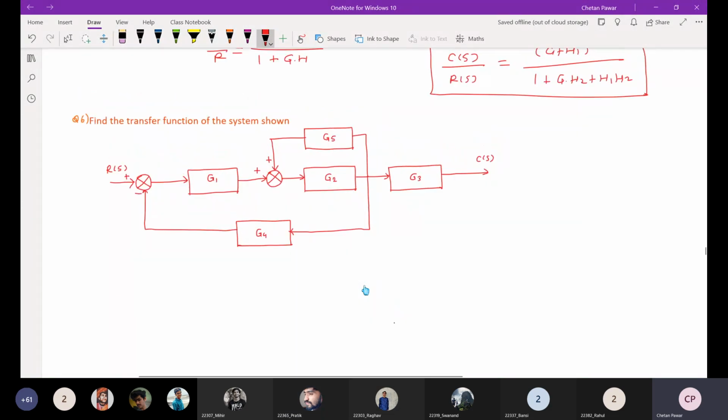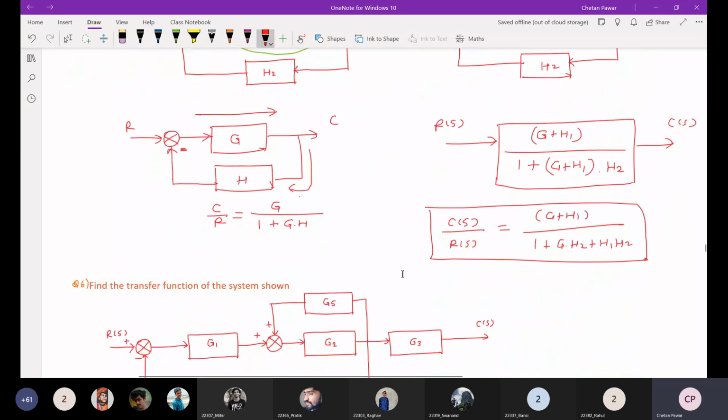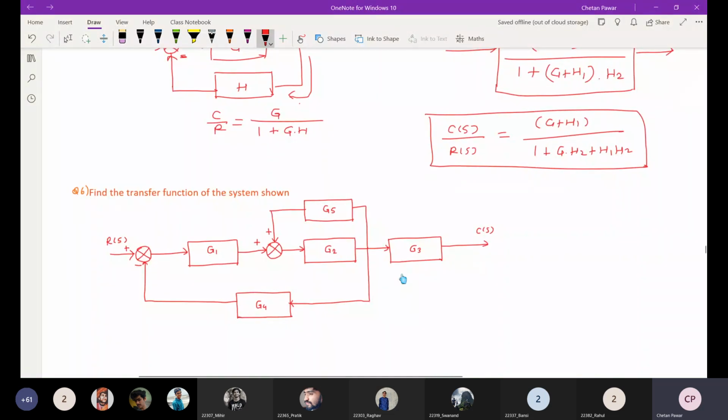What is a parallel? Parallel means the signals are going in the same direction. Here signals are going in the same direction, so it is a loop, right? What is the difference between loop and parallel conditions? In a loop, the signal starts from this summing junction and ends at that node only, like a feedback. So that is a loop. This is the first, so say this is L1 and this is L2.